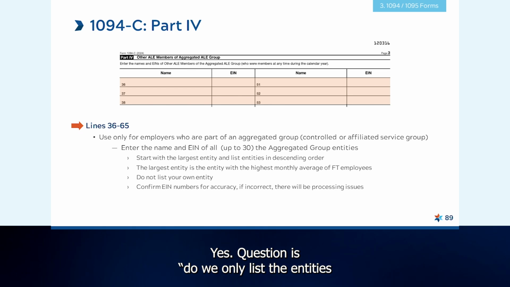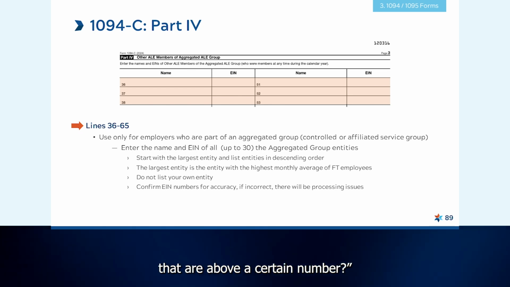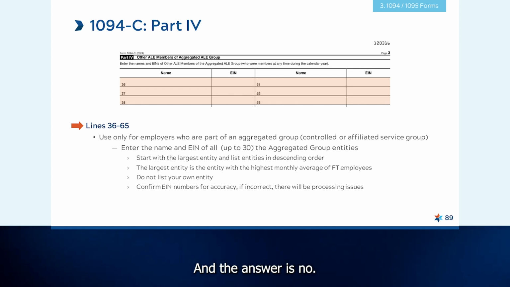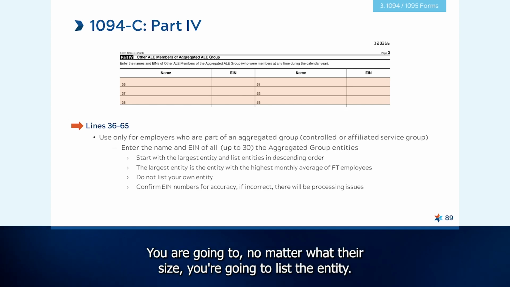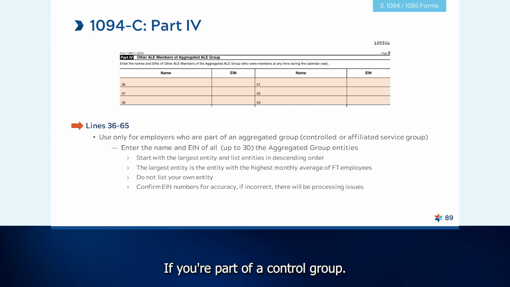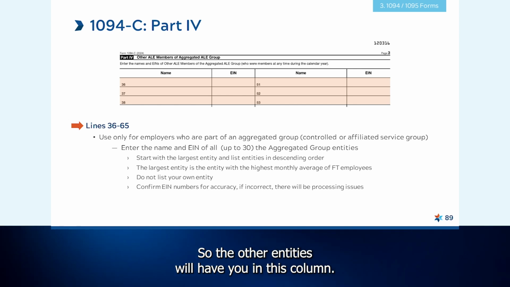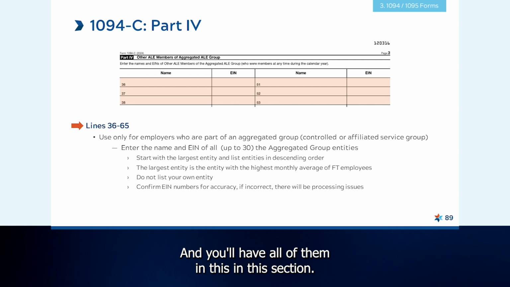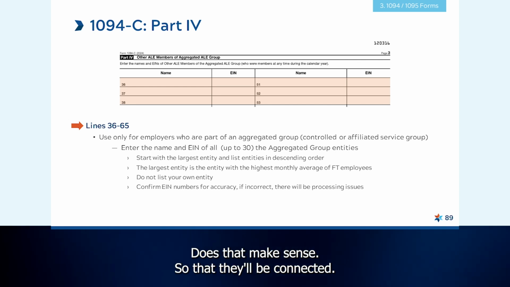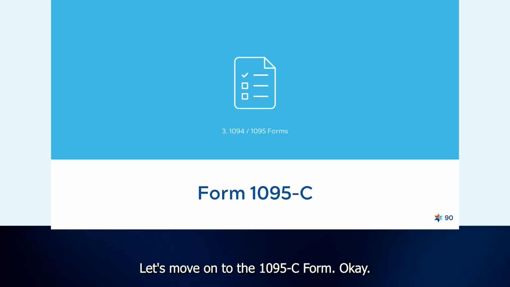Yes. Question is, do we only list the entities that are above a certain size? And the answer is no. No matter what their size, you're going to list the entity if you're part of a control group. So the different entities' 1094Cs will each list the others. The other entities will have you in this column and you'll have all of them in this section. Does that make sense? So that they'll be connected. Let's move on to the 1095C form.